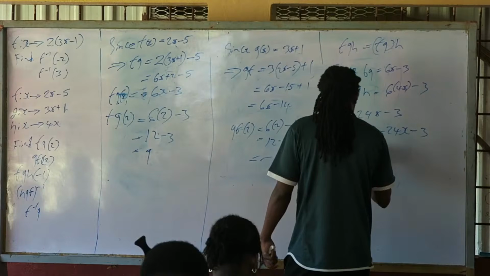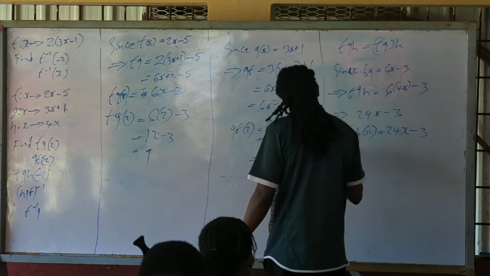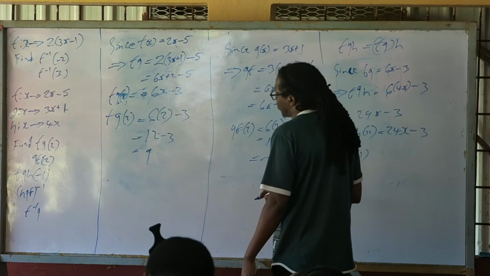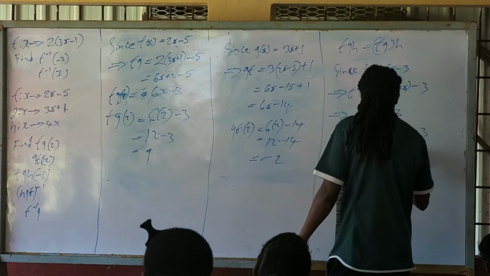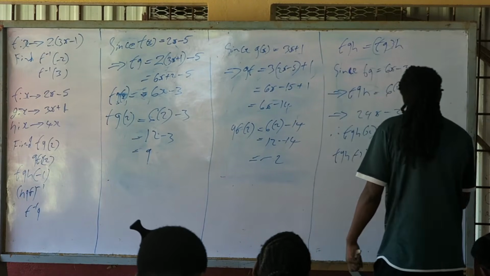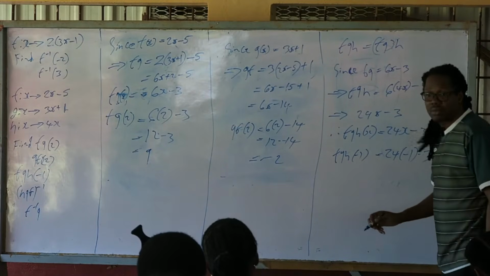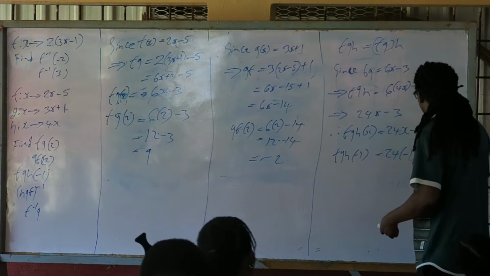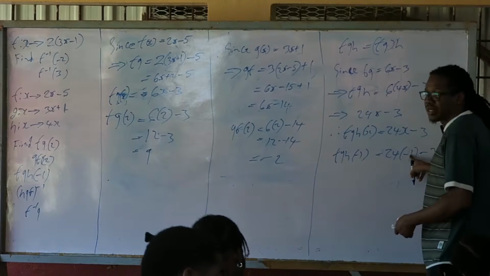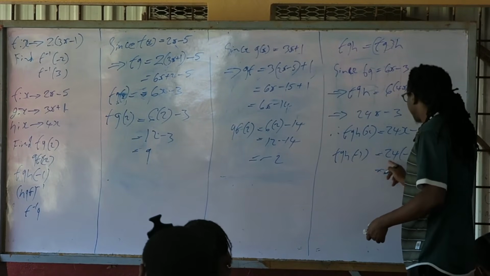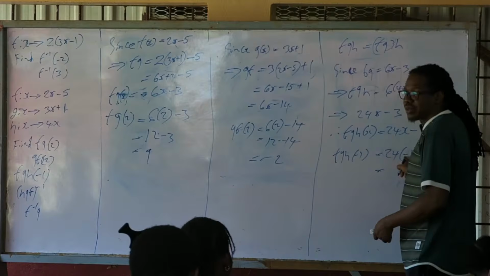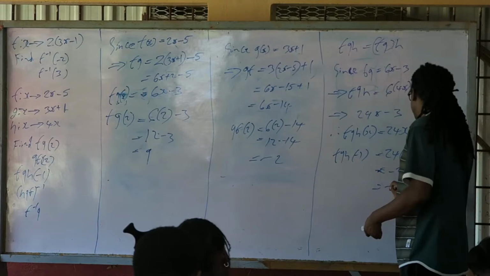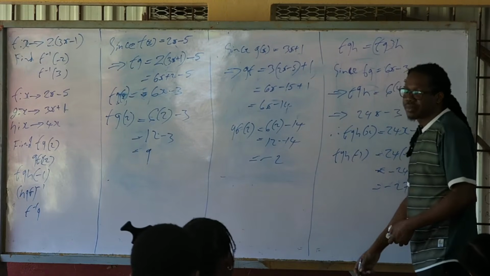F of g of h to the minus 1. 24 bracket minus 1 minus 3, eh? Yeah, 24 bracket minus 1 minus 3. It becomes negative 3 multiplied by minus 1. So it goes equal minus 24 minus 3 equal minus 27. So that?